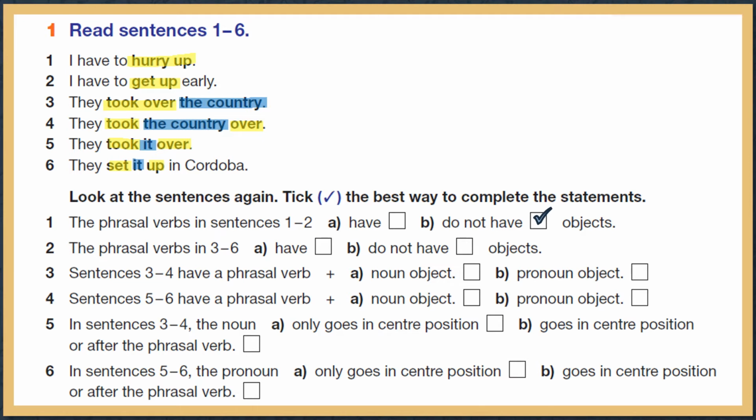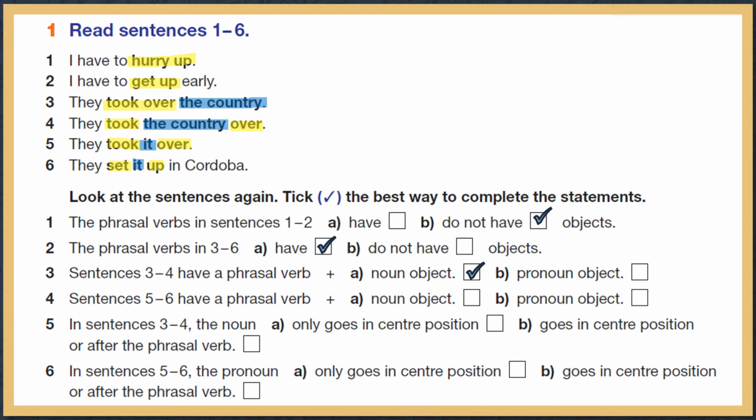The phrasal verbs in 3 and 6 have or don't have objects. 3. They, subject, took over, verb, the country, object. They, subject, set it up in Cordoba. Set it up. So they have objects. Sentences 3 and 4 have a phrasal verb plus noun object or pronoun object. What do you think? 3 and 4. The country, noun or pronoun? Excellent. Noun object.